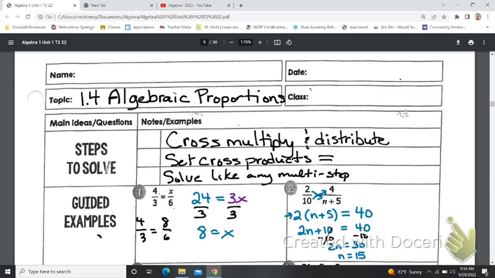So n is 15. If I plug that in to check it, I would have 2 over 10 equals 4 over 15 plus 5 is 20. So 2 over 10 is equal to 4 over 20. Again, in this case, the top and bottom are both just multiplied by 2, so it's easy to visualize that they are equivalent. So getting a little harder, we're going to kind of work into ones where we have more than one variable.